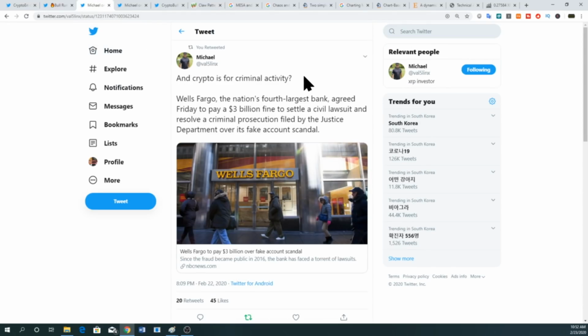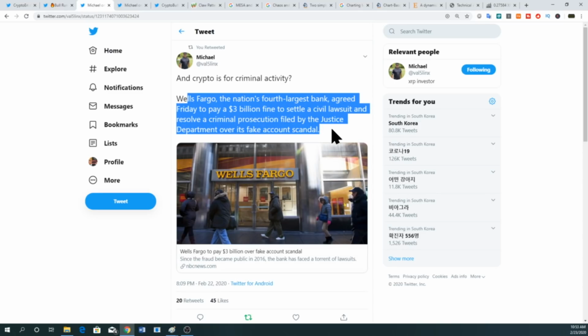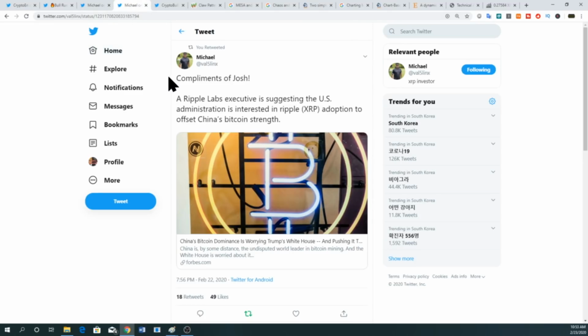Now, this is from Michael, and he's actually showing you, now this is not directly related to XRP, but the traditional markets. Most of them from the traditional trading stock markets, they come out and say criminals do use crypto, or crypto is for criminal activity. And now you can see that 3 billion is fined for their fraudulent activity, so they can do that. So that's happening even in the traditional market.